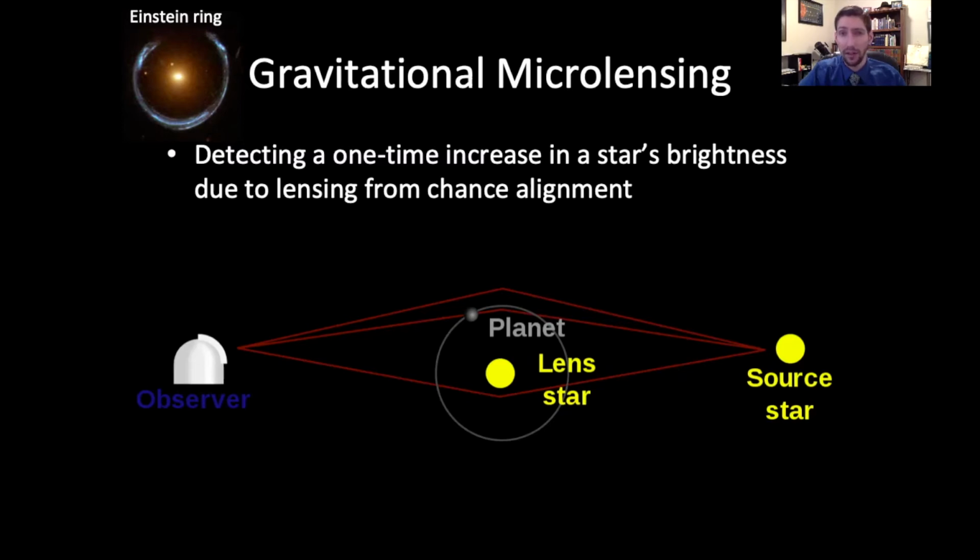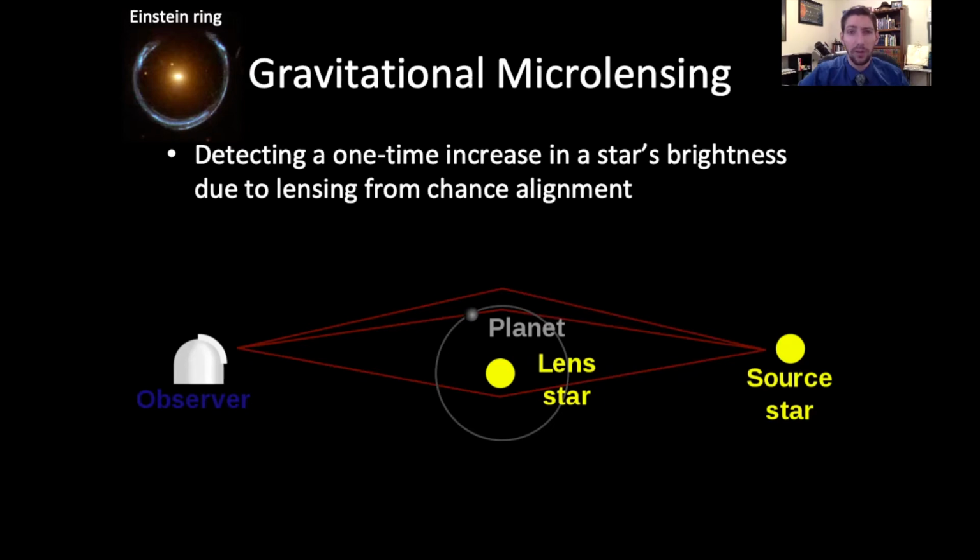On a smaller scale, then, by this method, we can detect a one-time increase in a star's brightness due to lensing from chance alignment. And when there are planets orbiting the stars that are used as a lens, it makes a contribution to the light curve that we get. This is able to constrain the mass of the planet and its radial distance from the star. But the disadvantage of this method is it can't be repeated because it's a chance alignment. And these stars are usually too far away for follow-up observations by another method.